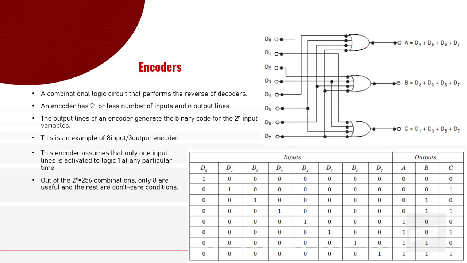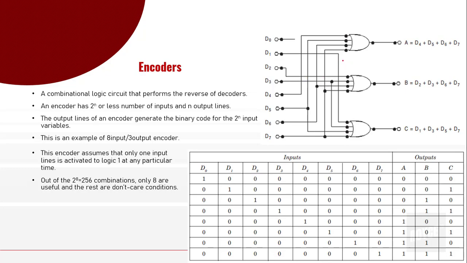Decoders are encoders, baliktaran lang naman ito. So encoders will perform the reverse of our decoders. Kanina, we have an n input lines and a 2 raised to n output lines. Dito naman, baliktad. We have a 2 raised to n inputs and n output lines. Okay, in this example, this is an example of 8 input, 3 output encoder. This is 8 to 3 encoder.